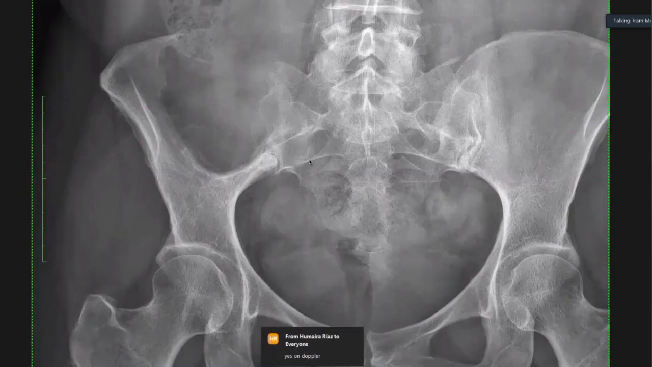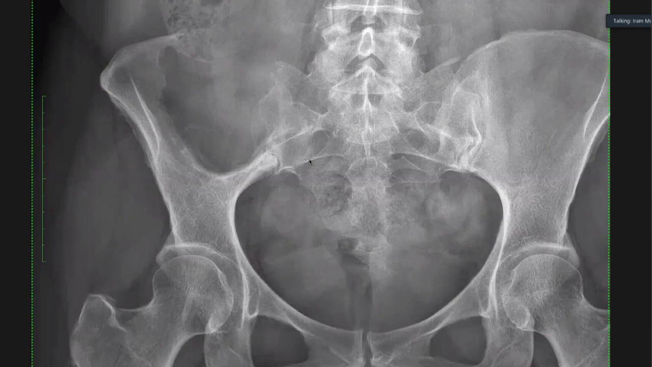Considering the age of the patient and the subarticular location of the lesion, I am considering giant cell tumor as one of my differentials. Good. This is not a very expansile or aneurysmal lesion. The other differential would have been an aneurysmal bone cyst.